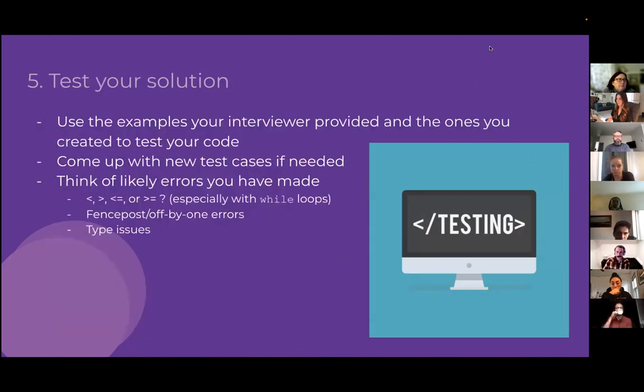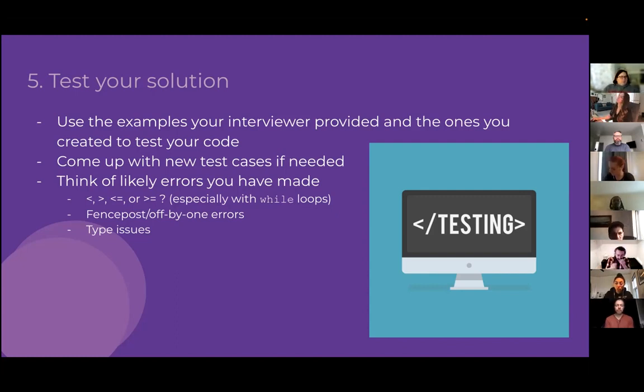So you've coded up your solution and maybe you love it, maybe it's great, maybe you don't, maybe it's just kind of okay, but hey, it works. The next step is to test it out. So at this point, what you should be able to do is take some of the examples that your interviewer provided and basically run them through your code to see if it works.